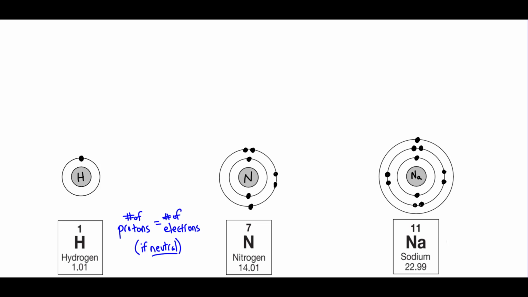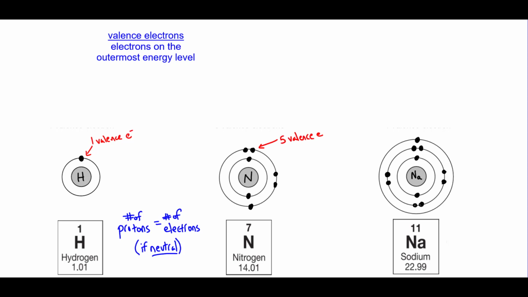Now an important idea for your notes is the idea of valence electrons. Valence electrons are just the electrons that are found on an atom's outermost energy level. So over here there is 1 electron on the outermost level, and so that's 1 valence electron. I use e with a minus to stand for electron. Over here on nitrogen, that had 7 total electrons, but it only has 5 valence electrons, because those are the ones on the outermost level. And then sodium over here, well, it has 11 total electrons, but it only has 1 valence electron.